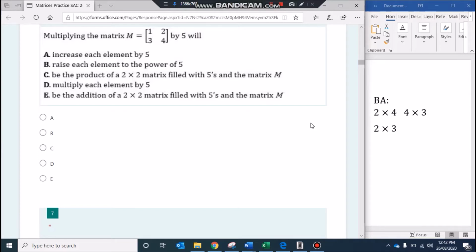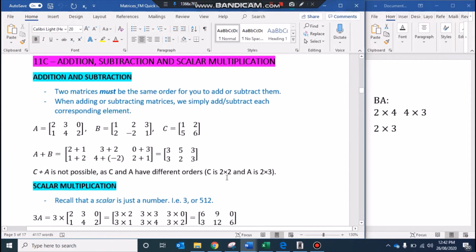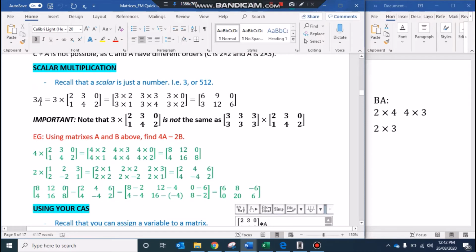Multiplying the matrix M by 5 will do what? What the question wants you to acknowledge is that 5 is just a scalar number. It's just a number on its own. It's not a matrix. If you can recognize that, you might go to scalar multiplication. So if you want to find 3A, for example, where you're multiplying 3, a scalar, by a matrix, what you're actually doing is multiplying each individual element of A by 3.